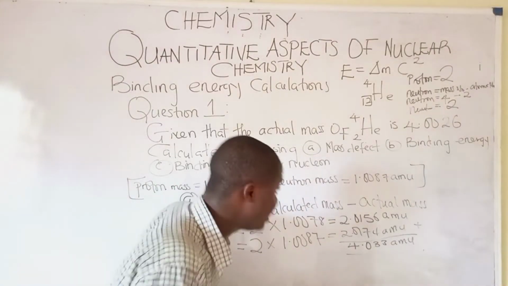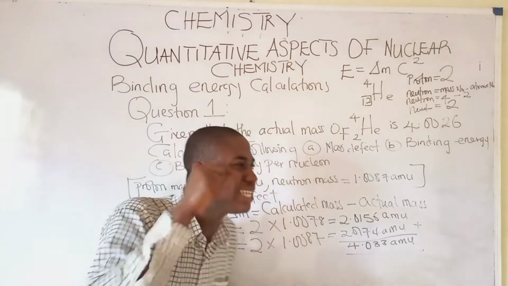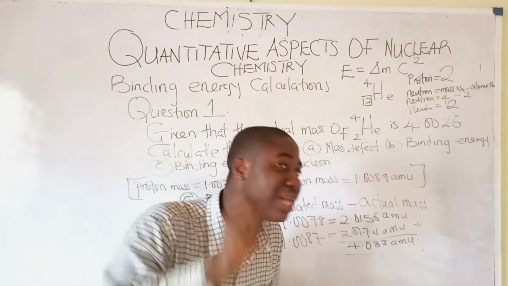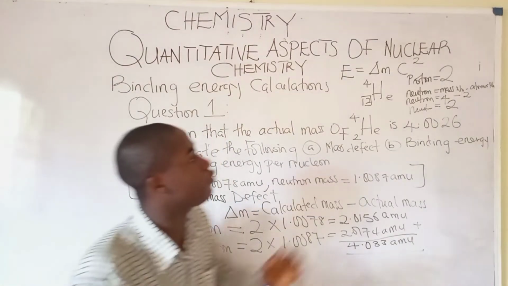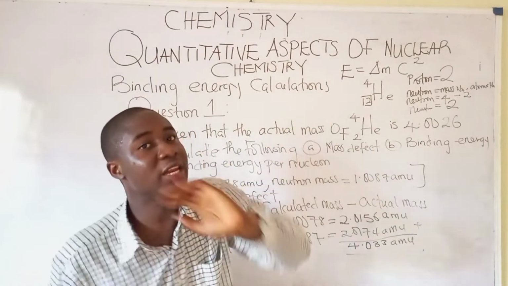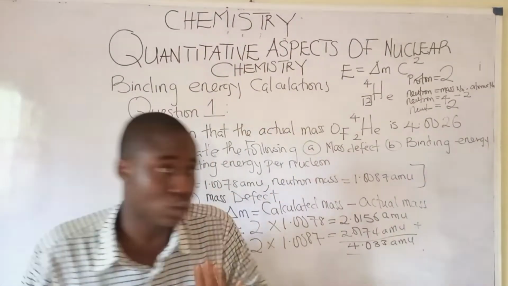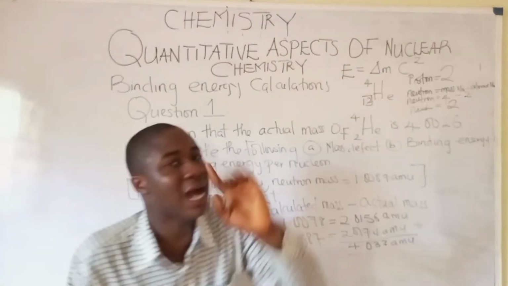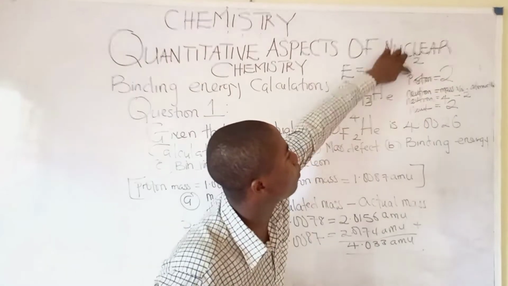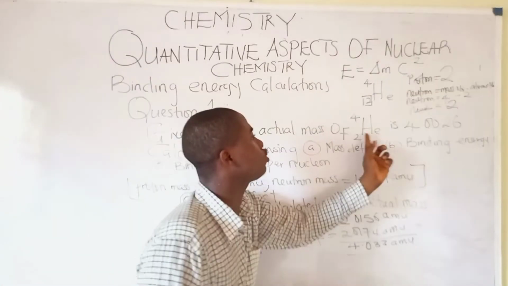Summarily, it must be noted that to solve for the calculated mass, because the calculated mass is the value that is not given in the question, what you simply do is to first of all bring out the atom given in the question. Sometimes it can be this, sometimes it can be other elements, dependent on how it comes. In this case, it is helium. So we simply calculate the proton number of helium. What's the proton number of helium? 2. We simply calculate the neutron number of helium. What's the neutron number of helium? 2.